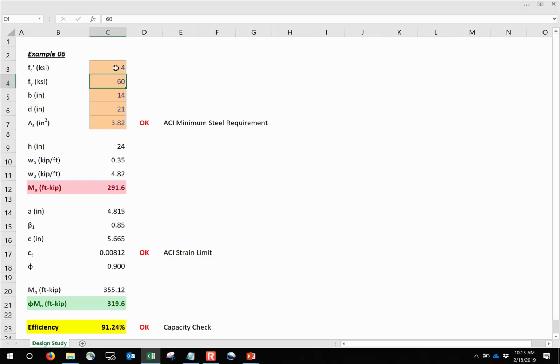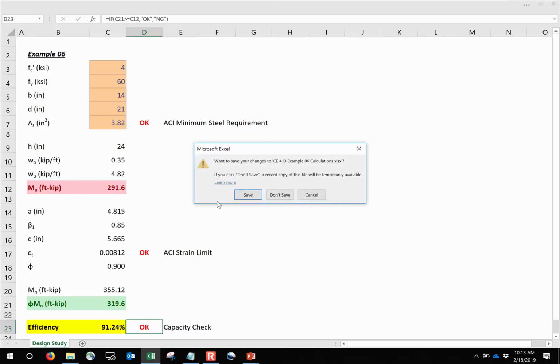Okay. And so yeah, one other thing I put in the sheet, I put a check on does it meet the minimum steel requirement, does it meet the 0.004 strain requirement, and does it meet capacity, so if phi Mn is greater than or equal to Mu. This is Excel. This is not a hard sheet to build, so for practice, I would consider this a somewhat worthy exercise. Okay.